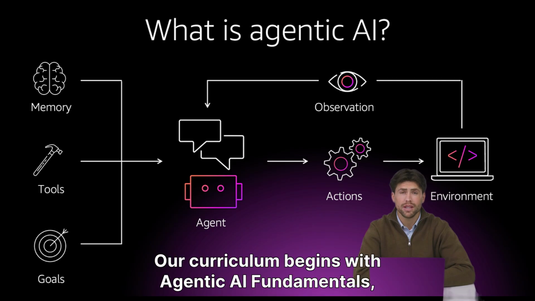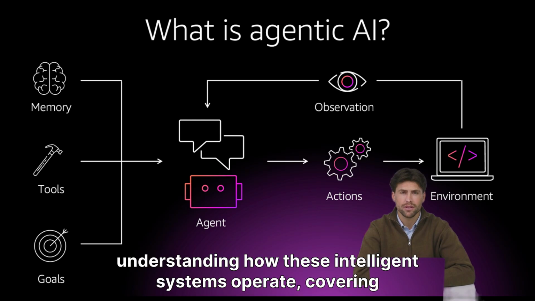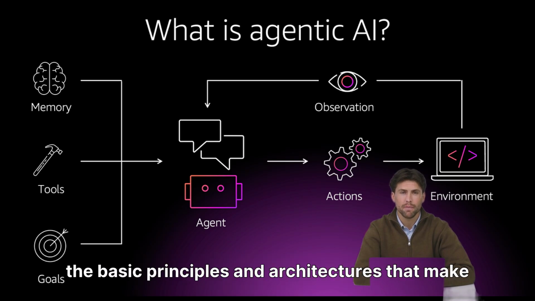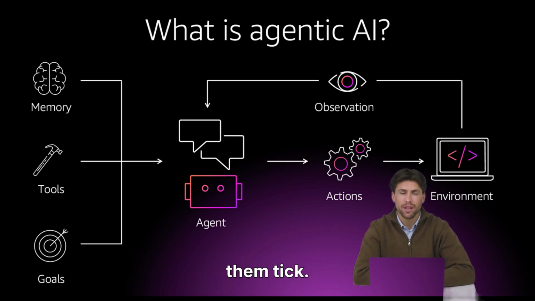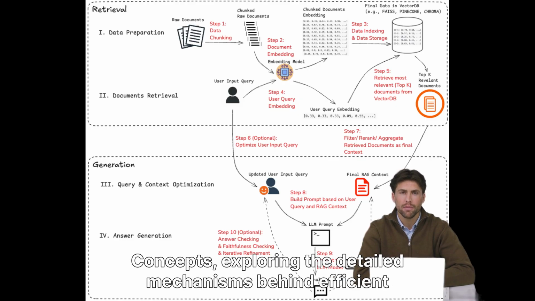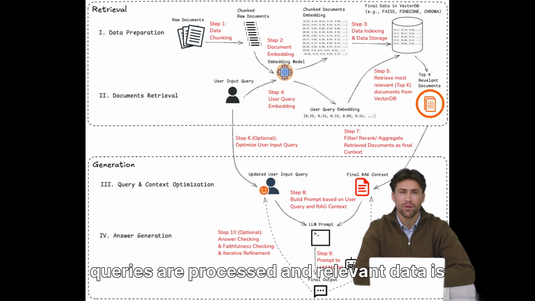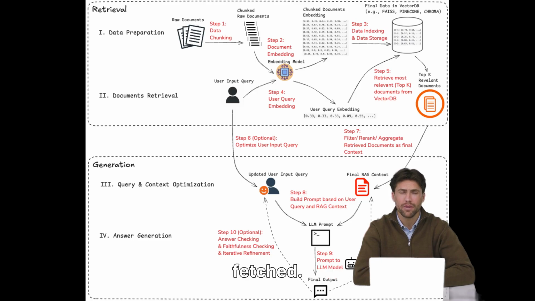Our curriculum begins with Agentic AI fundamentals, where we lay a solid groundwork for understanding how these intelligent systems operate, covering the basic principles and architectures that make them tick. You'll then dive deep into RAG core concepts, exploring the detailed mechanisms behind efficient and highly accurate information retrieval, including how queries are processed and relevant data is fetched.